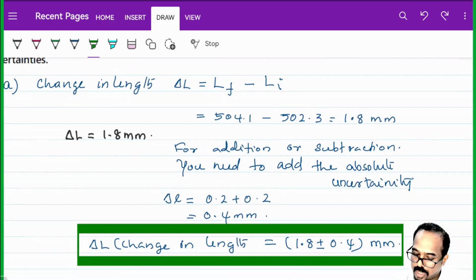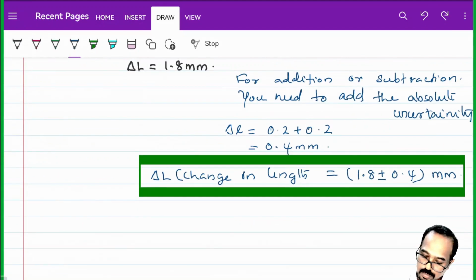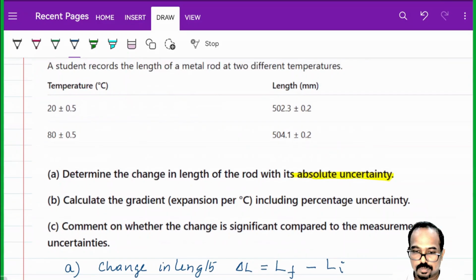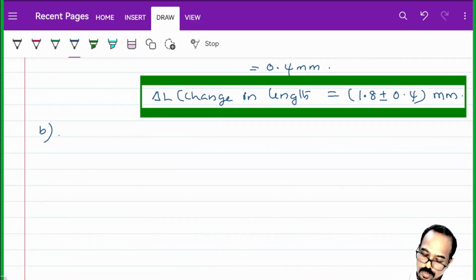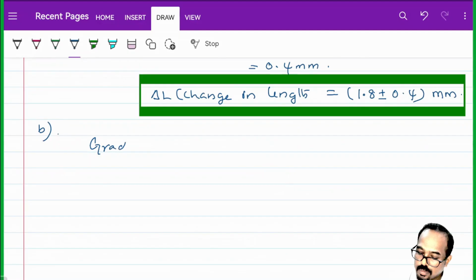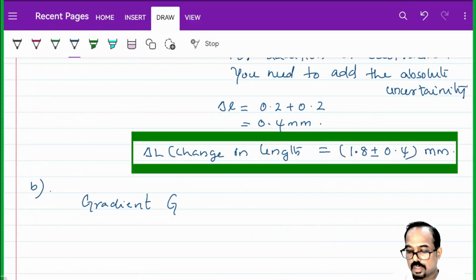Next, second part, B. So what is the B part? Calculate the gradient in expansion per degree Celsius, including the percentage uncertainty. So you need to find out the gradient G, with the percentage uncertainty.